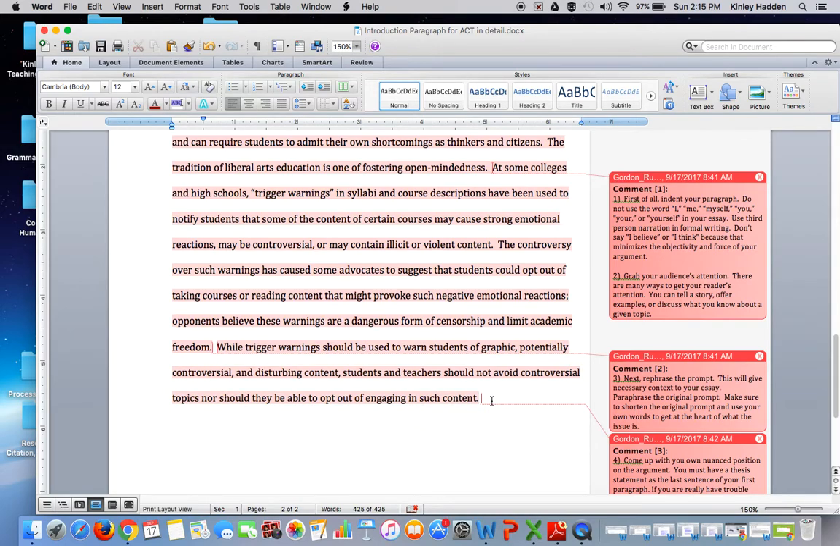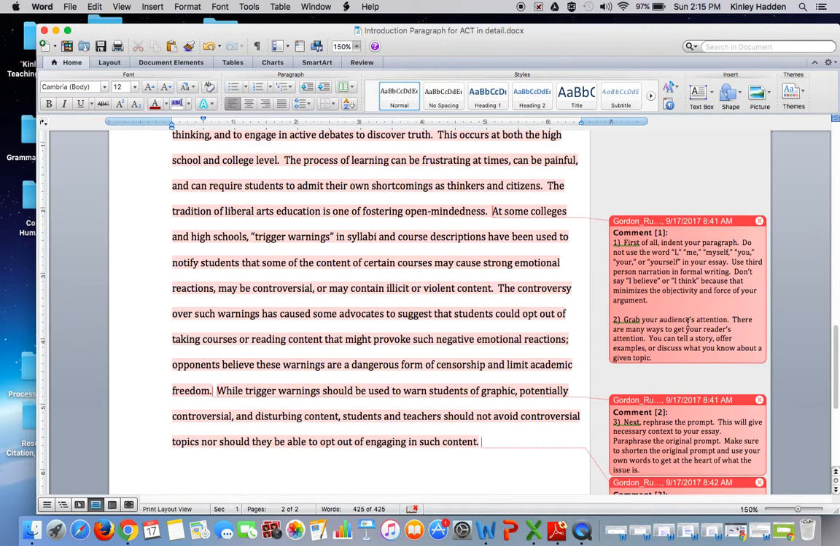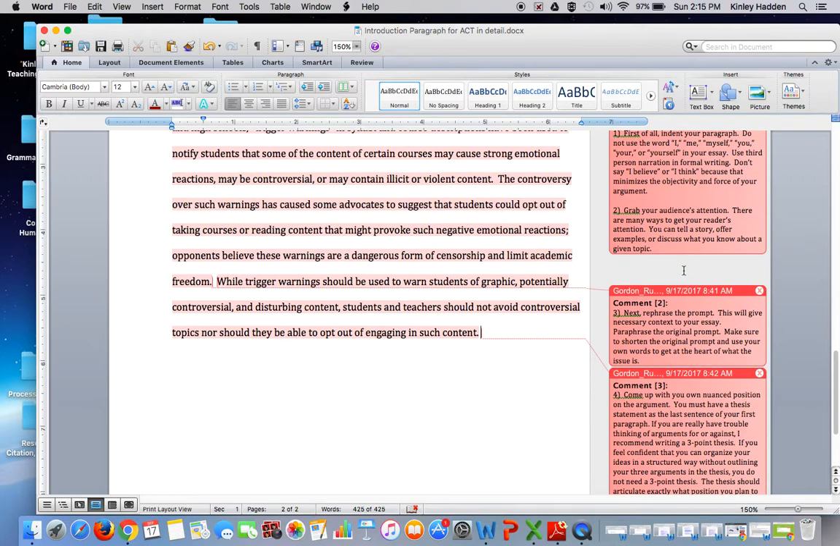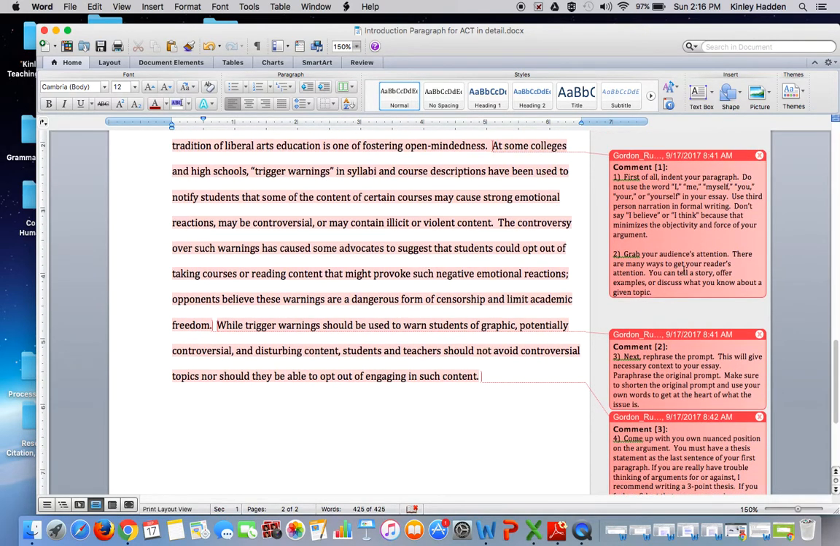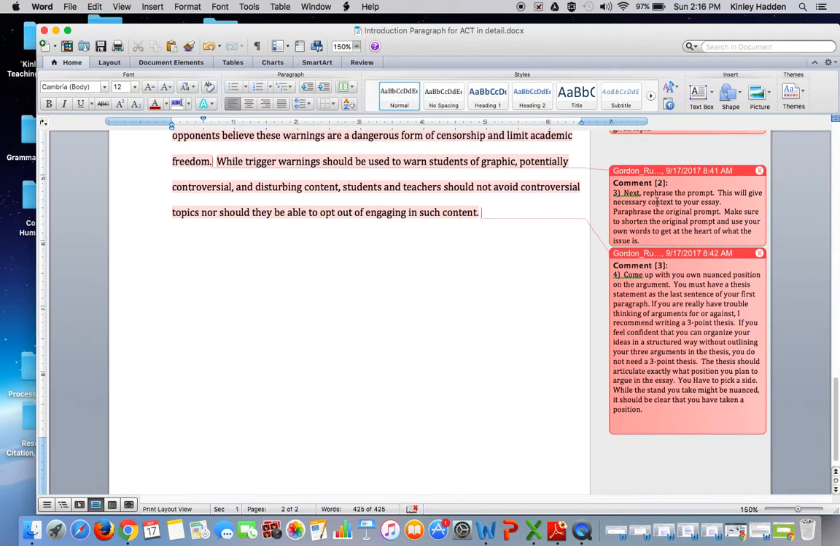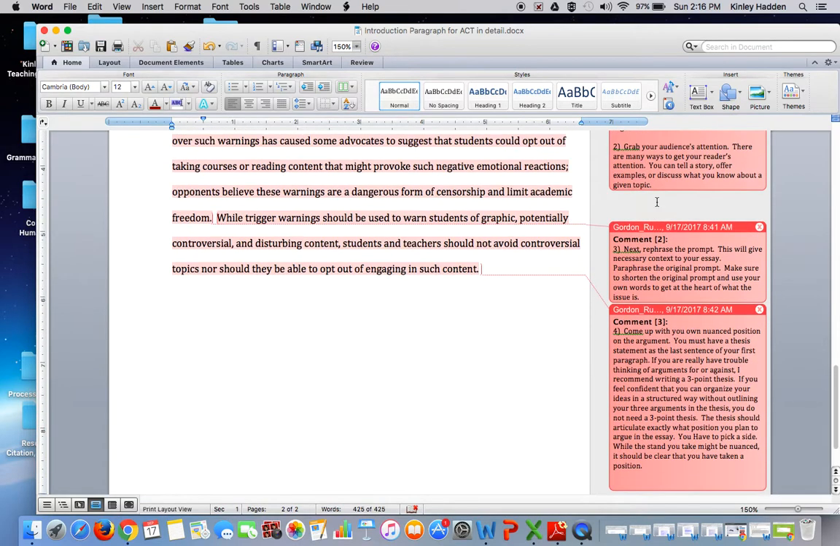All right, so using that as an example, on the side, I've tried to give you some warnings about things that you should be aiming for and things that you want to avoid. For instance, don't use the phrase I believe or I think anywhere in your essay because it minimizes the objectivity and force of your argument, etc. Read down those comments on the side of the page so you have all that information.